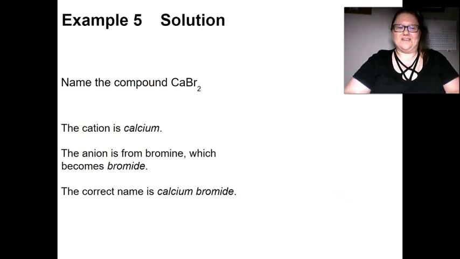All right, so let's go through it. So the cation is calcium. The name stays as is. The anion is from bromine, so it becomes bromide. They are 2 separate words. We write them calcium bromide. Also notice they're in lowercase. Okay, these are not proper nouns, so they don't become capitalized.